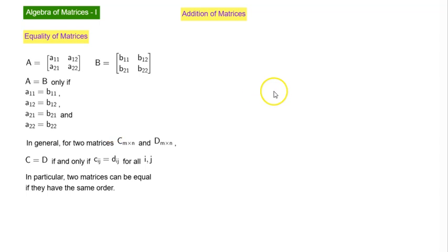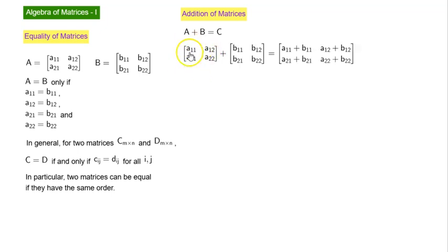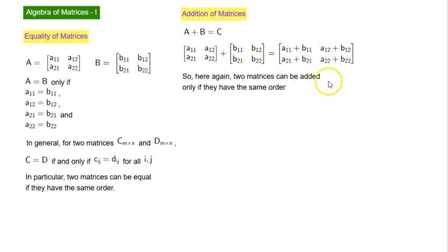Now let's look at addition of matrices. So we already have A and B. So when we add A and B matrices, we will get another matrix C. So matrix A plus matrix B. The result would be a matrix containing elements which are the sums of the corresponding elements in these two matrices. So A11 plus B11, A12 plus B12, A21 plus B21, and A22 plus B22. So here again, two matrices can be added only if they have the same order.